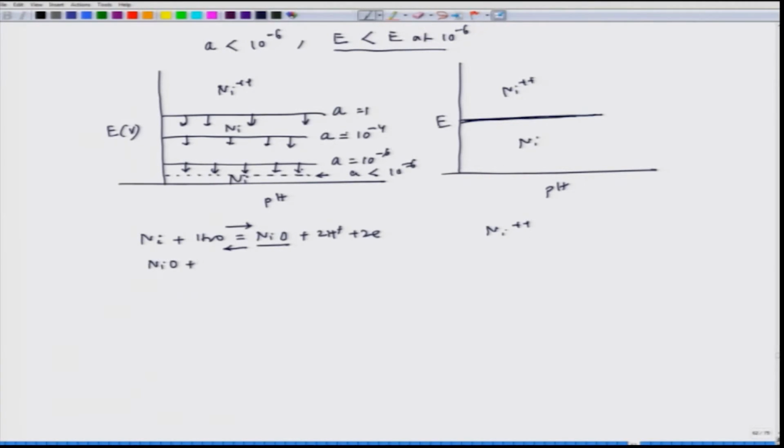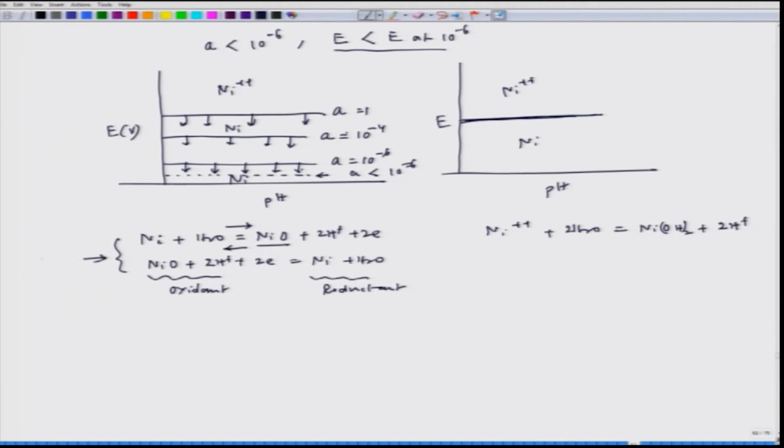So it becomes NiO + 2H+ + 2e- = Ni + H2O. This side is the oxidant and this side becomes the reductant. Similarly, nickel ion can also react with H2O and form Ni(OH)2 + 2H+. We can have this reaction. Now, interestingly, this reaction is type 2 and this reaction is type 3.